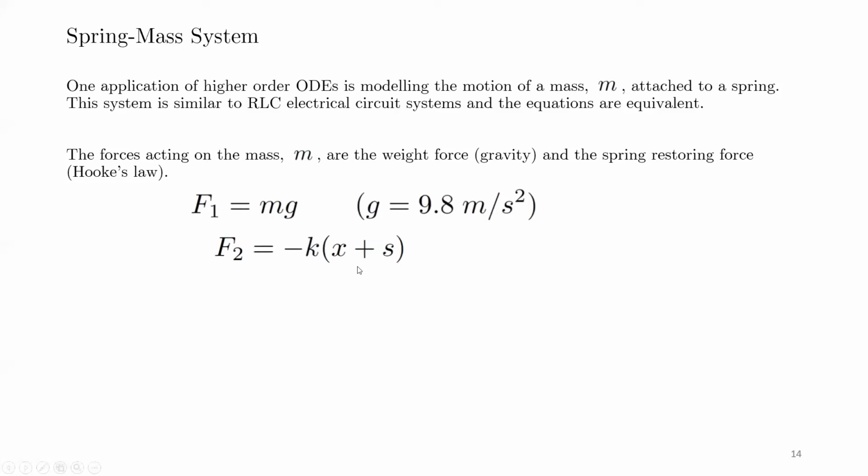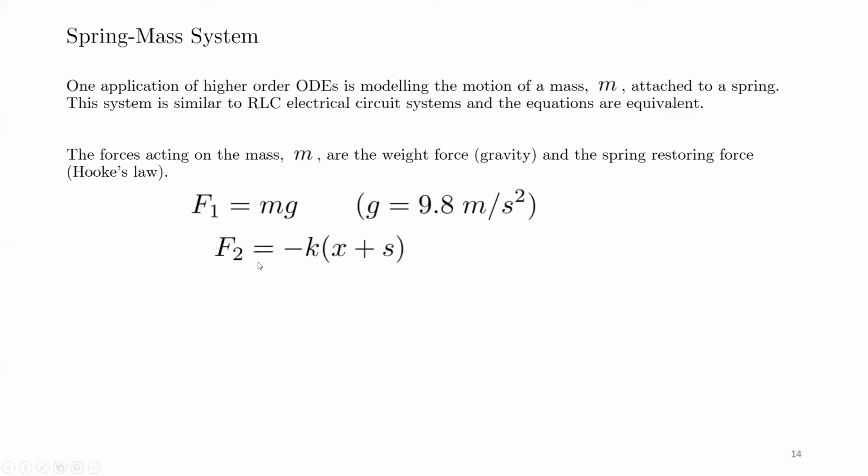Okay, so the spring that's been extended, firstly, by a distance s because of the weight, because we've put a weight on the end of the spring. So there's some force that the spring applies to resist that. And then also, if we pull that spring down even further, we have some extension x.